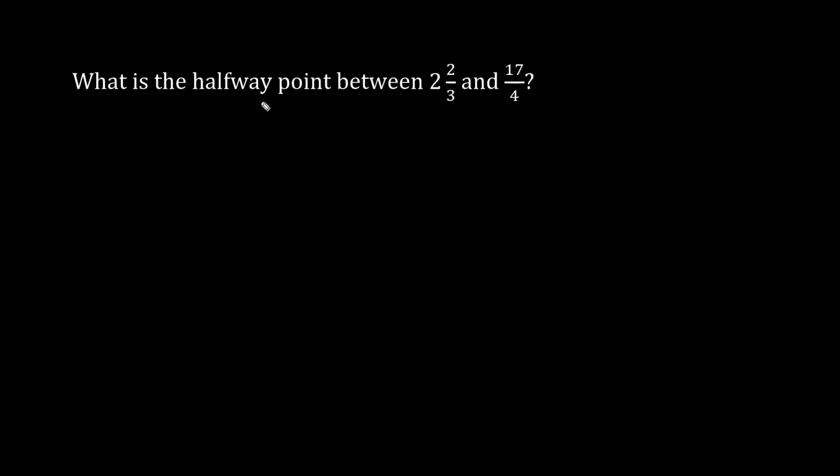Let's now find the halfway point between these two values. What is 2 and 2/3? 2 plus 2/3, we have 2 times 3 is 6, plus 2 is 8, 8 over 3 as an improper fraction. So to find the halfway point between two values, we add them and divide by 2. We're finding the average. So 8 over 3 plus 17 over 4 divided by 2 is the average, or the halfway point.